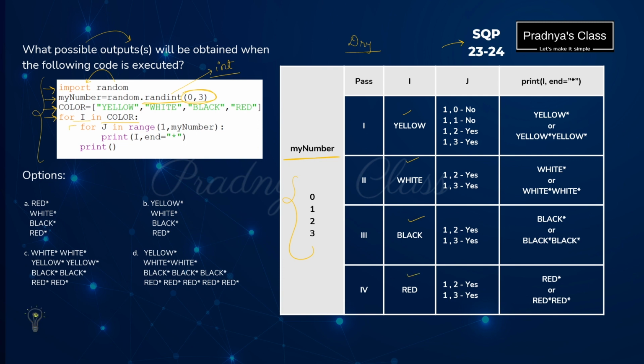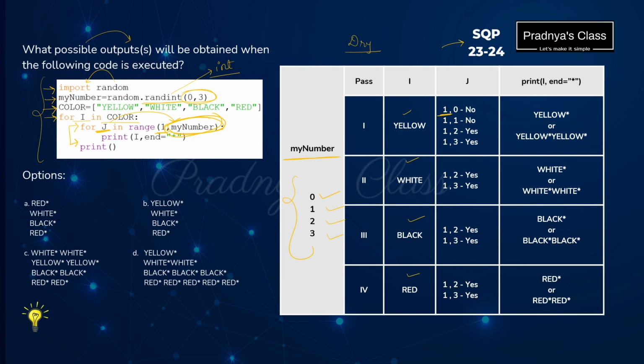Moving ahead, there is a nested for loop. The inner loop is iterating using the counter variable j. Look at the values of j, in range 1 to my number. The starting value of the range function is fixed, that is 1. Then what about the second value, that is my number? Here are the possible values for my number: 0, 1, 2, 3.